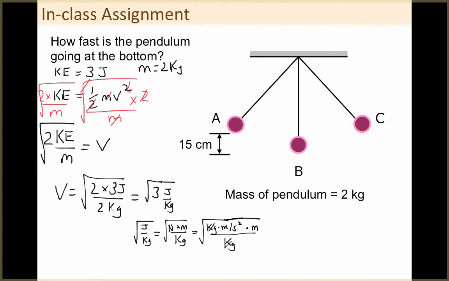Here we can see that the kilograms are canceling out. We can multiply this meters through here so that we've got the square root of meters squared per second squared. If we get rid of that square root and those squares, we're left with just meters per second. So up here, taking the square root of 3 joules per kilogram, we end up with something like 1.7 meters per second, which is a velocity measurement. So that is how fast the pendulum is going at the bottom of its swing at point B: 1.7 meters per second.